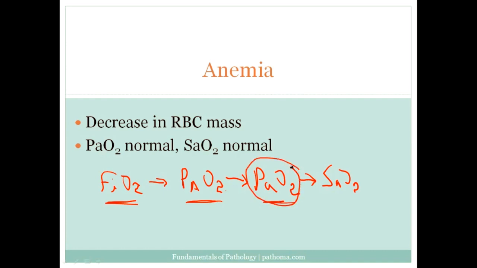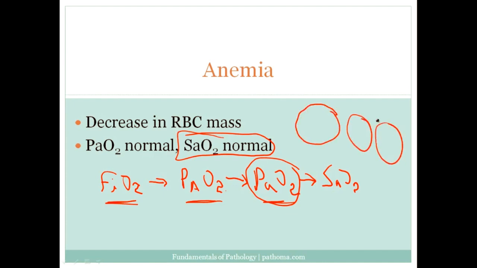At the same time, the SaO2 is normal as well. And the reason the SaO2 is normal is because the SaO2 just looks at what percentage of the hemoglobin is bound by oxygen. Let's just pretend that I've got 3 red blood cells in my entire body, and each red blood cell is carrying 4 molecules of oxygen. In that case, I'm 100% bound because each cell has the ability to carry 4, and each cell is actually carrying 4.